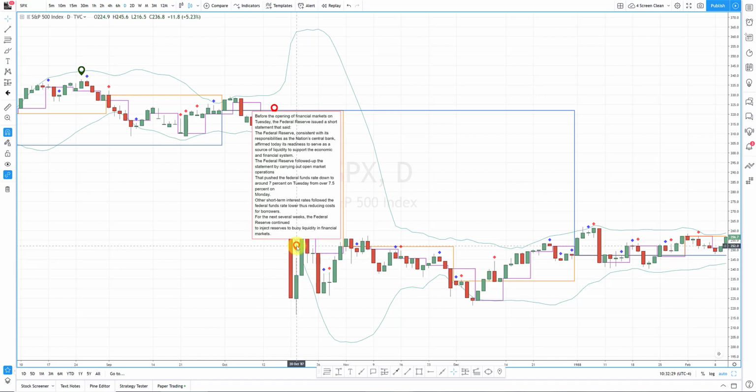Finally, on this day, which is the Tuesday, before the financial markets open, the Fed gets out there and releases a statement. It says that they want to affirm that they're there to support the economy as a source of liquidity and to support the financial system. So you can see that the Fed will actively get involved in the open markets. Here they push the Fed funds rate down to 7%, and over time other short-term interest rates also get lower. So this increases the liquidity.